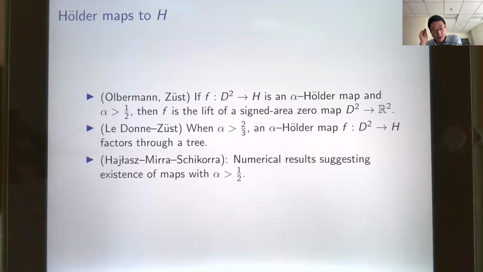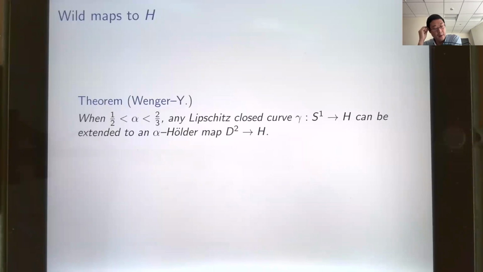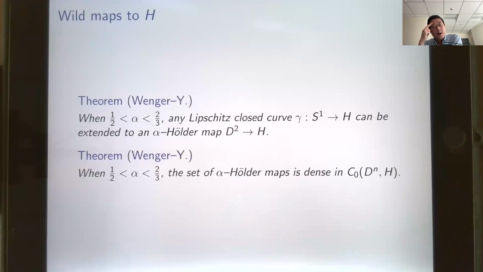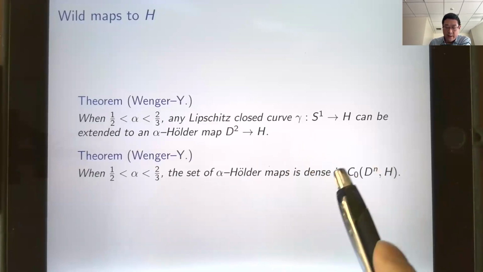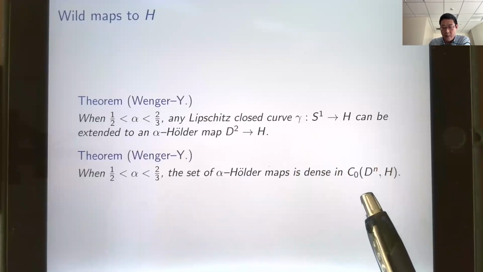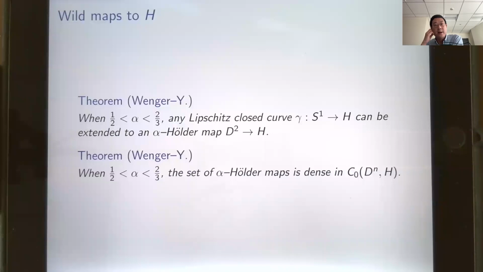And so numerical results suggested that there could be Hölder maps with alpha bigger than 1/2. And in fact, this construction tells you that there are. This construction tells you that when alpha is between 1/2 and 2/3, then any Lipschitz closed curve in the Heisenberg group can be extended to an alpha Hölder map from the disk to the Heisenberg group. And in fact, it gives you a density result. When alpha is between 1/2 and 2/3, the set of alpha Hölder maps is dense in the continuous maps from the disk to the Heisenberg group. And I've given a two-dimensional construction here, but you can extend that to higher dimensional constructions. You can construct Hölder maps from balls into the Heisenberg group, which have the same sort of flexibility properties, with a variation of this construction.